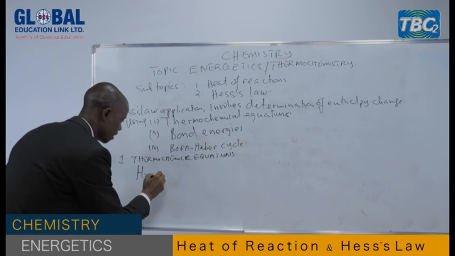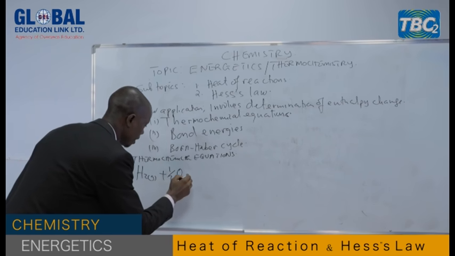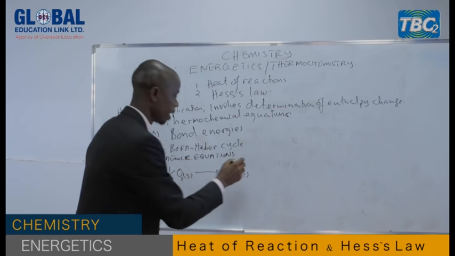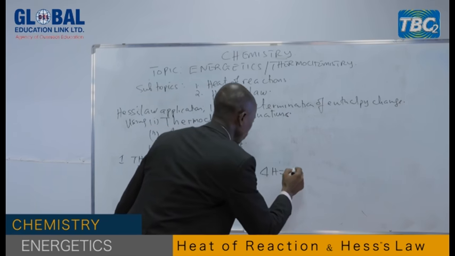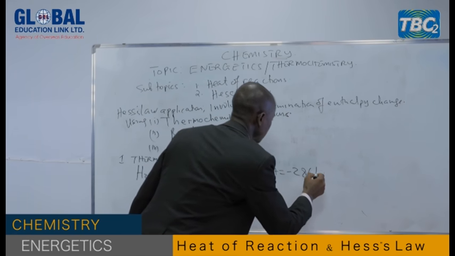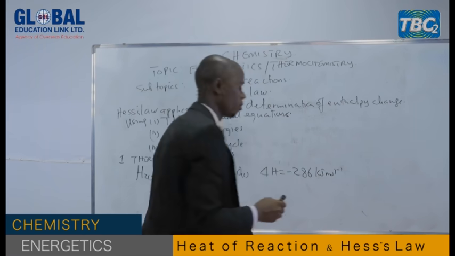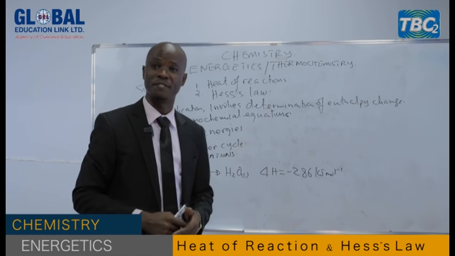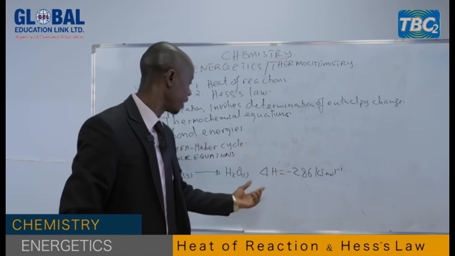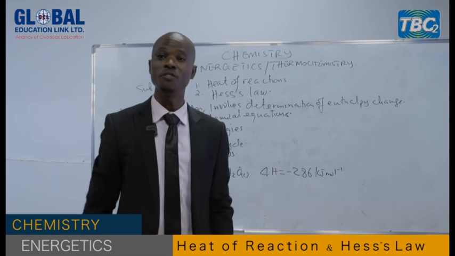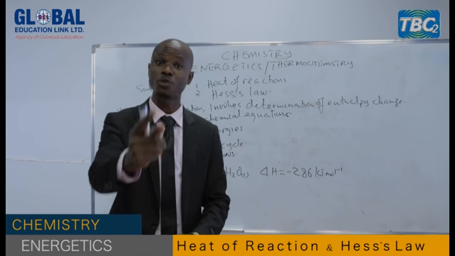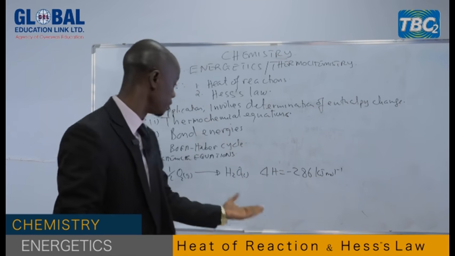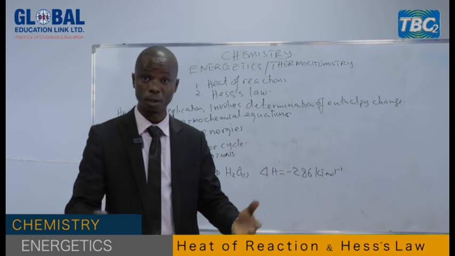hydrogen gas reacting with a half oxygen gas to give water, which is a liquid. And the enthalpy change for this reaction is equal to negative 286 kilojoules per mole. That is a thermochemical equation. Now, if I tell you to define thermochemical equation regarding this example, how are you going to define it? It is very important because sometimes you can be asked what is the general term used to describe this equation. It is a thermochemical equation.